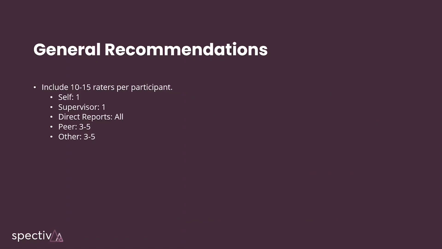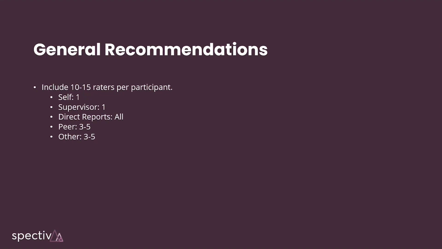Some general recommendations that we have for raters and rater groups. One is to include about 10 to 15 raters per participant. So you'll have one for the self, which will be the participant, one supervisor normally. We recommend involving all of the direct reports, and just making sure that all of the direct reports have a chance to rate their supervisor. No one feels left out. And then for the peer and the other category, we tend to see 3 to 5 in each of these.